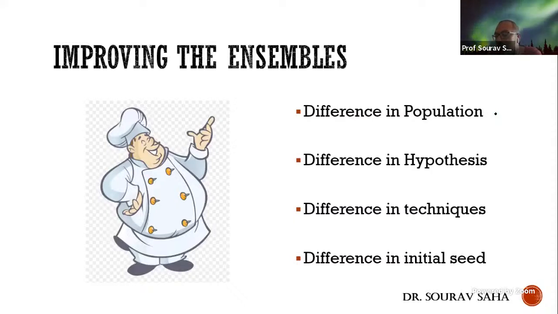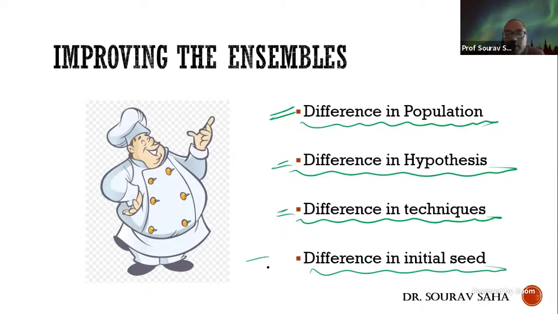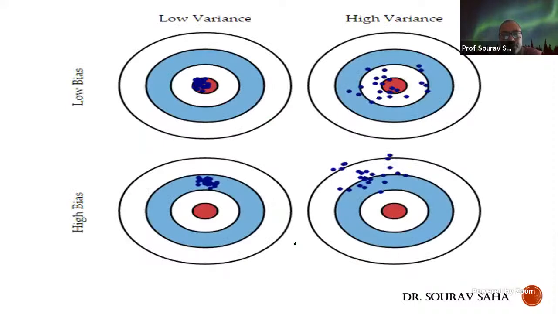And then the question comes in: how can you improve your ensemble? There are many different ways to do that. One is you can look into the difference in the population size, difference in the initial hypothesis, difference in the techniques that you are using, and difference in the initial seed that you are using. All these things could be used to improve your ensemble technique.